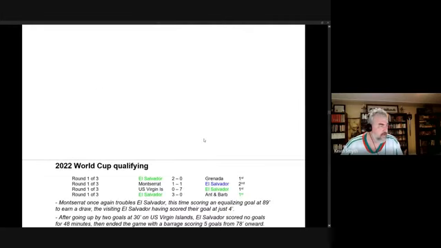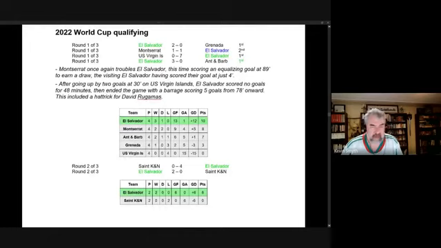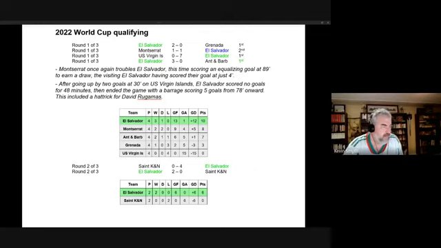Let's take a look at their World Cup qualifying campaign. Unlike Mexico, they have gone through rounds 1 and 2, and they were quite convincing in round 1, but troubled by Montserrat, who used to be a really weak team, but who are coming on lately, and particularly troubling to El Salvador. You see, they tied them here. El Salvador scored at 4 minutes into the game, but then Montserrat stole a tie with a goal at 89.